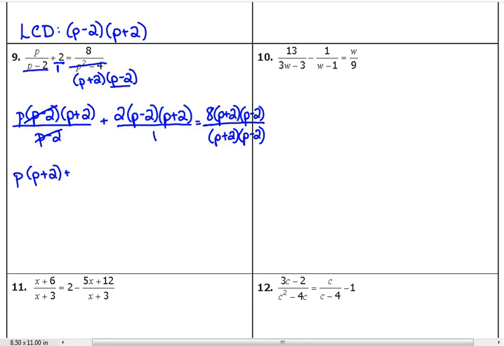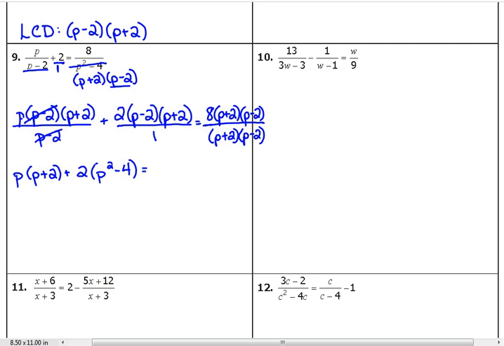Nothing cancels here, so to save myself a little bit of time, when I write it down, I'm going to go ahead and multiply the p minus 2 times the p plus 2, which is p squared minus 4. How do I know that so quickly? Well, I factored it at the very beginning of the problem.